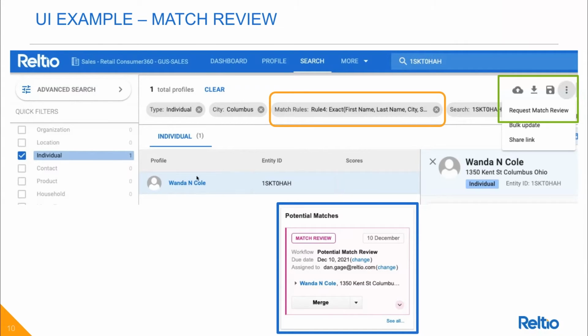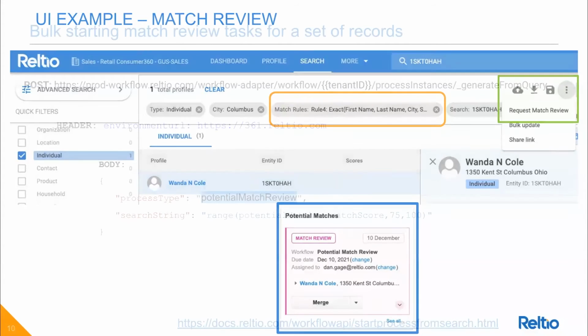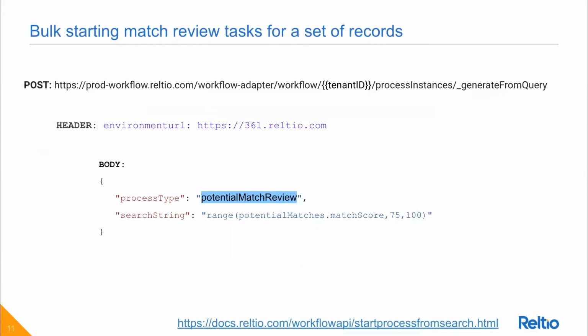But if I did not have that filter for that entity ID, I would be looking at all the records that have matched on rule 4, that are in the city of Columbus, that are of type individual, and however many records met that match criteria, it would trigger the match review. So as a second step, let's look at what's going on behind the scenes.